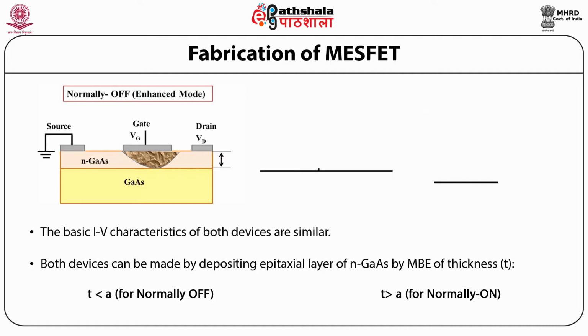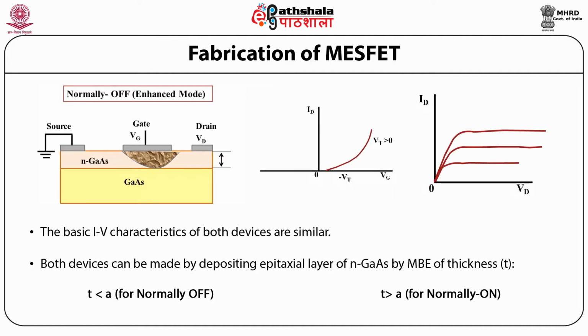So in enhancement mode, the thickness T of the N-type semiconducting layer, that is the N gallium arsenide layer, is less than the width A of the depletion region due to the Schottky contact. Thus, the MESFET is considered naturally off and can be said to be in the off state in enhancement mode.